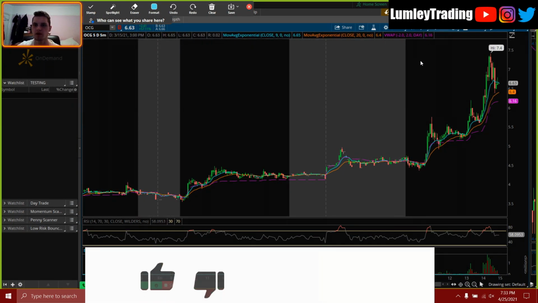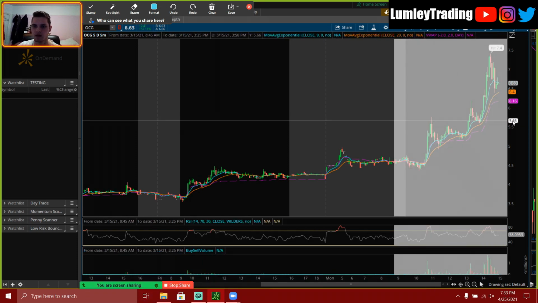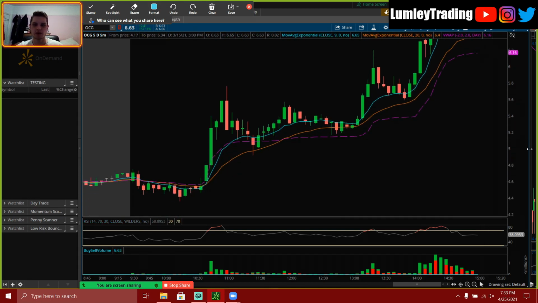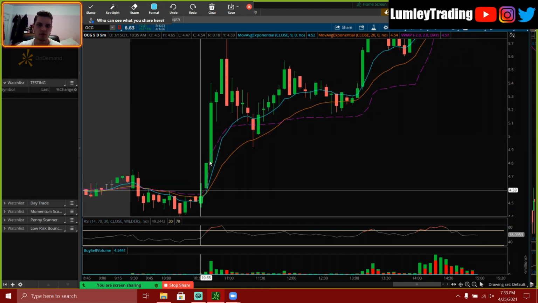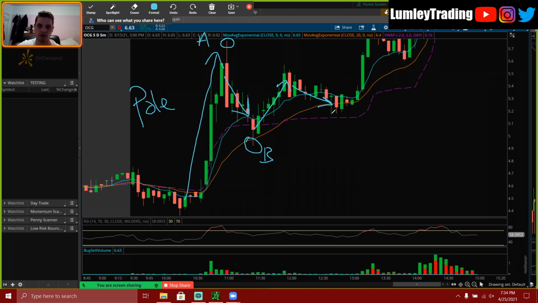So now we're on March 15th and we're looking at OCG. If you want to go back and test it yourself, you can. We're on the 5-day 5-minute as always. You can see we had our nice push, and again this is our pole. This would be our A. We wait for that pullback. This is our B. It then retraces up. We wait for that pullback. This is considered C. Then we get our breakout.